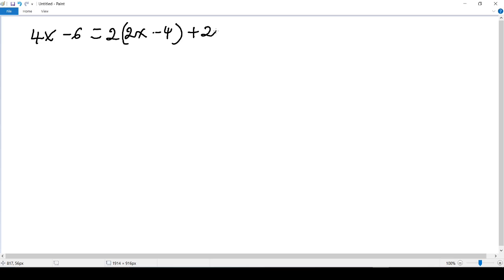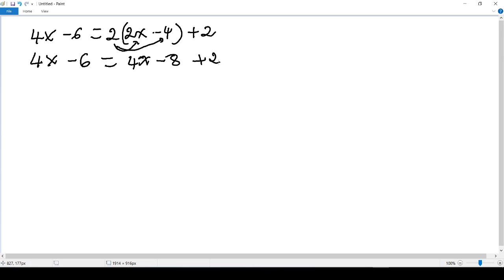Okay, so what we do first is take care of the parentheses. So we will distribute the 2 inside and then get rid of the parentheses. So we will have 4x minus 6 equal to 2 times 2x is 4x. 2 times negative 4 is negative 8, right? And now plus 2.